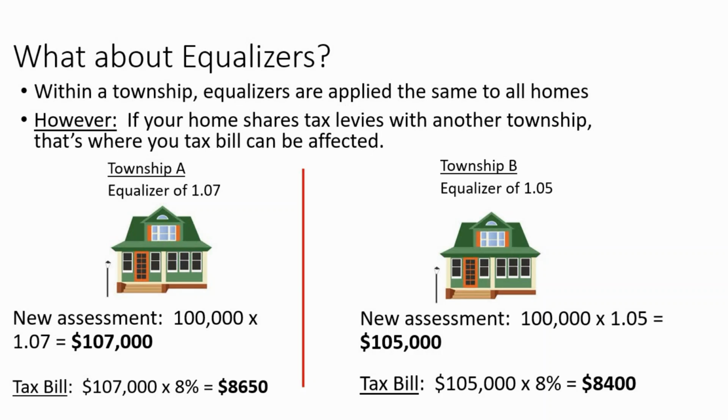So let's say Township A is given an equalizer of 1.07. The new assessment for the next year would be 100 grand times 1.07 or $107,000. So 107,000 times, let's just suppose that the tax rate was 8%, that would be $8,560. But Township B has an equalizer of just 1.05. So the new assessment would be 100,000 times 1.05 or $105,000. So the new tax bill there is $8,400. It's actually $250 less just because of a lesser equalizer. But again, anything within a township is applied uniformly in terms of that equalizer.